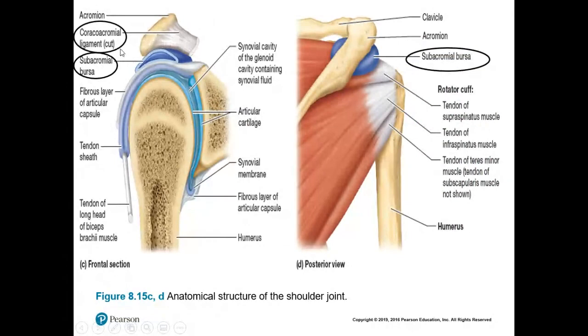Here's another ligament, the coracoacromial ligament. And this occurs specifically on the scapula itself. There's a marking called the coracoid process of the scapula, and then there's another marking called the acromion process of the scapula.